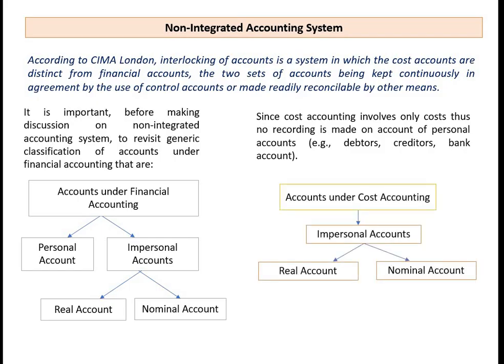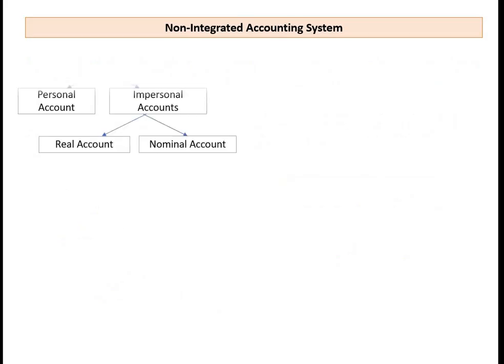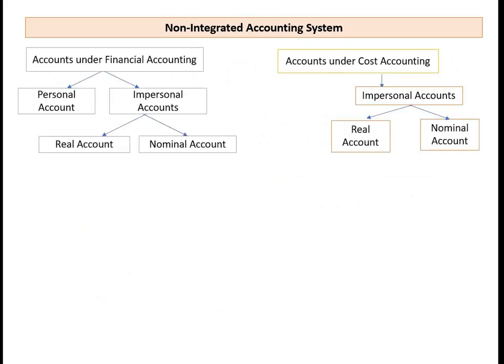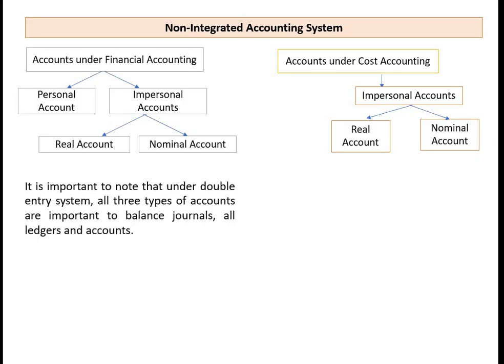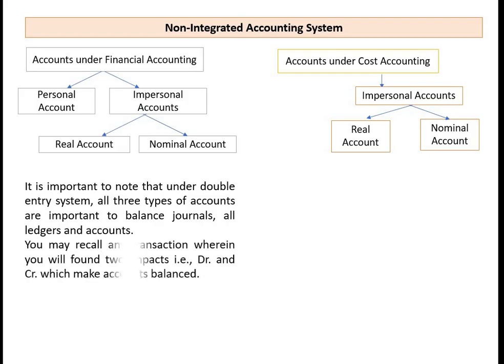So there will be only one type of account, which includes two sets of accounts. One is real account and second is nominal account. In all, we can say only impersonal accounts are considered under cost accounting. Further, if we see the financial accounting system, then these three types of accounts and the golden principle of financial accounting system make our ledger and accounts balanced by following debit and credit rules.